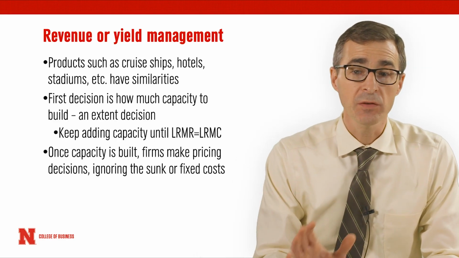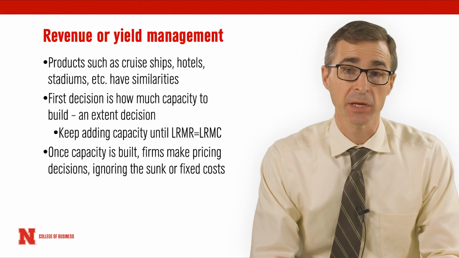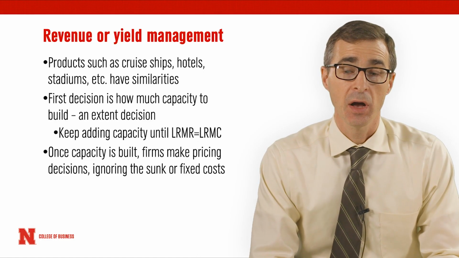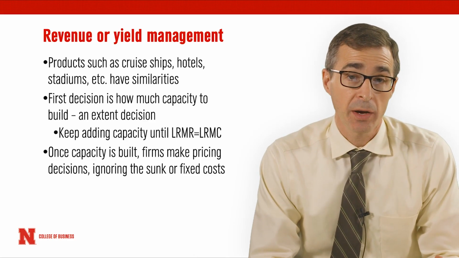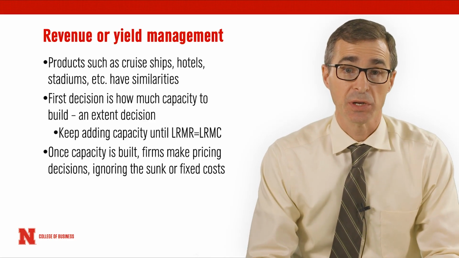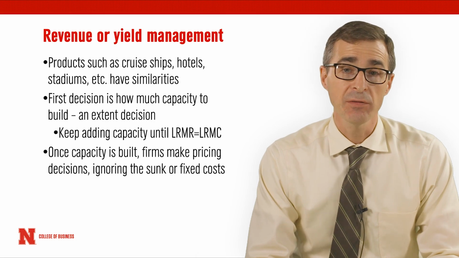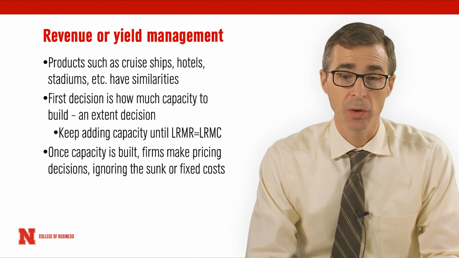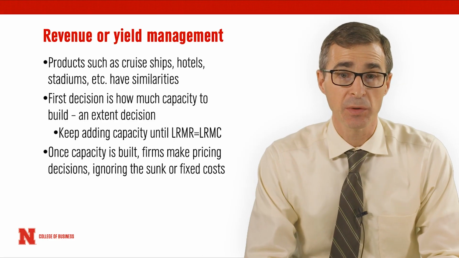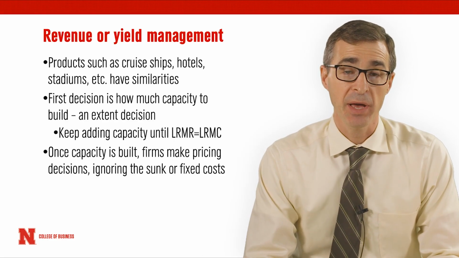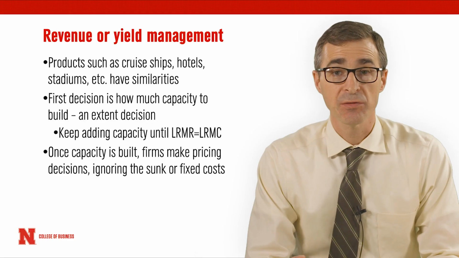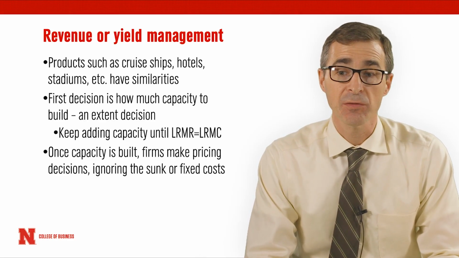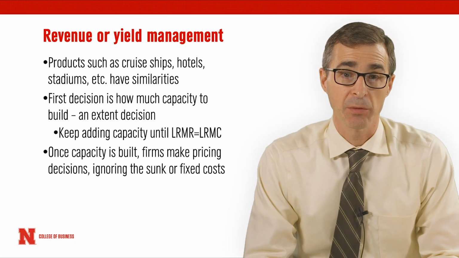That being said, once capacity is built and firms are making pricing decisions, they can ignore the fixed or the sunk costs that were acquired when creating the building capacity that they have. The relevant costs then in the short run are short-run marginal revenue and short-run marginal cost. If marginal revenue exceeds the marginal cost at capacity, then they should price to fill the available capacity, because the capacity is fixed and the firm can't sell more than that by reducing the price.